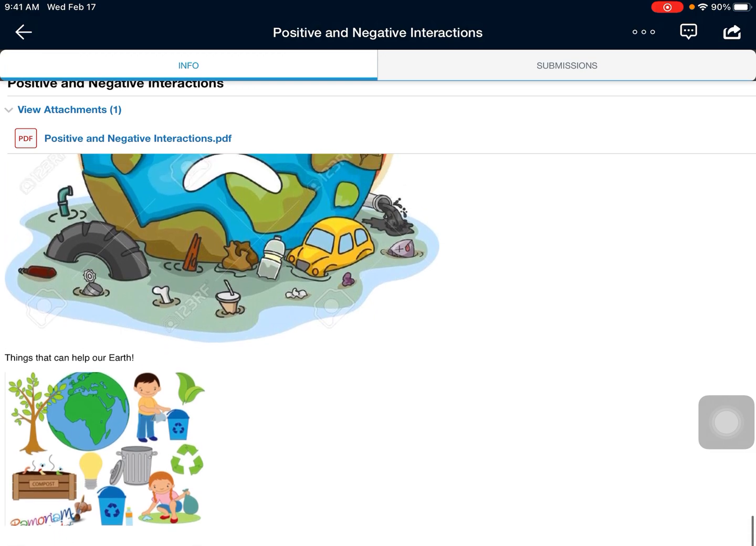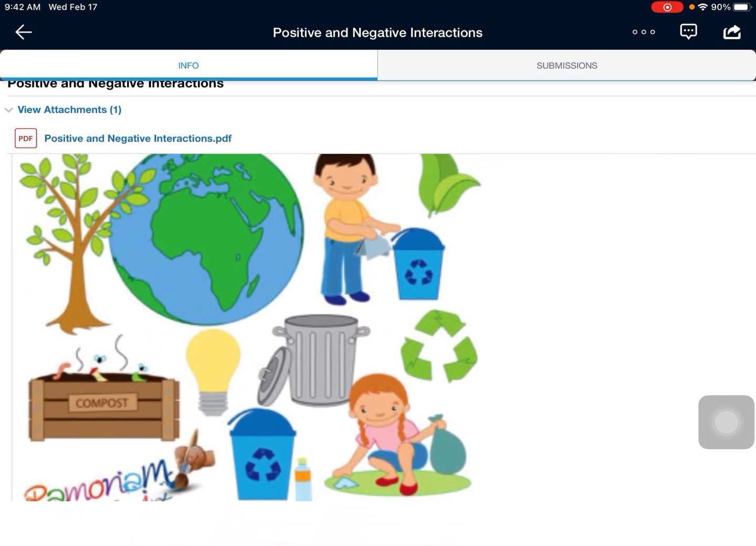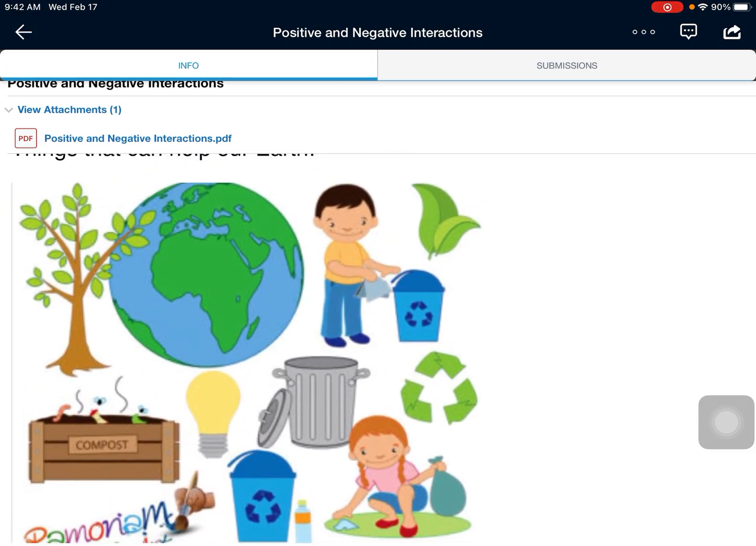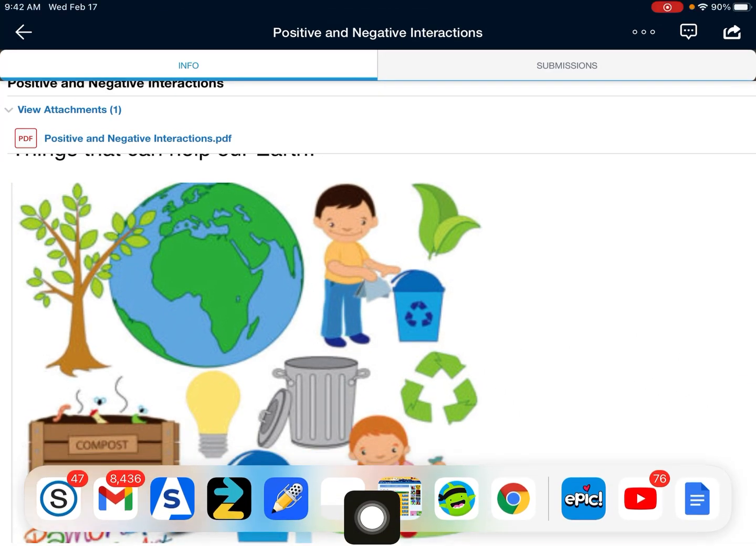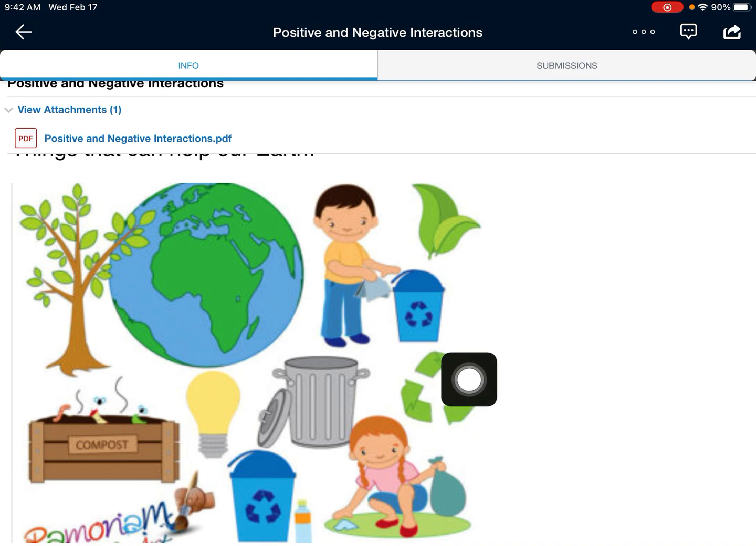Let's scroll down a little bit and look at something a little more positive. So some positive impacts here. I see some recycling going on right here. That is our recycling symbol and things being put into the recycling bin. We might see somebody picking up trash.